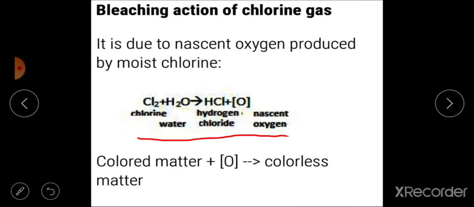Here, chlorine bleaches vegetable matter or colored organic matter in the presence of moisture to colorless matter. This colored matter plus this nascent oxygen produces colorless matter. It means it acts as a bleaching agent.